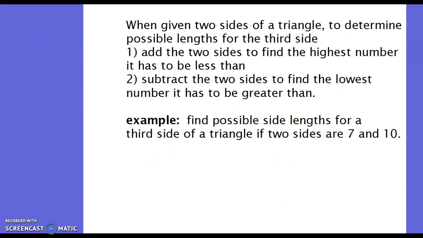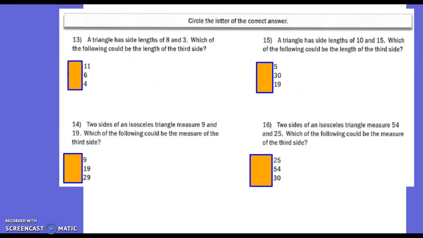Okay, so this is a summary again. If you're given two sides of a triangle, to find a possible length for the third side, add the two sides to find the highest number it has to be less than, and subtract the two sides to find the lowest number it has to be greater than. So if you would, do these 4 problems, see if you can get the right answer, hit pause, hit play when you are ready.